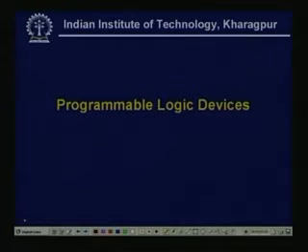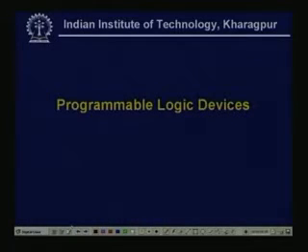In the last class, we have read the design of a programmable logic array. We have seen how one PLA can be designed for a set of output functions. Now, today we will continue the discussion on programmable logic devices. First, we will see what will be the general structure of a PLA design.